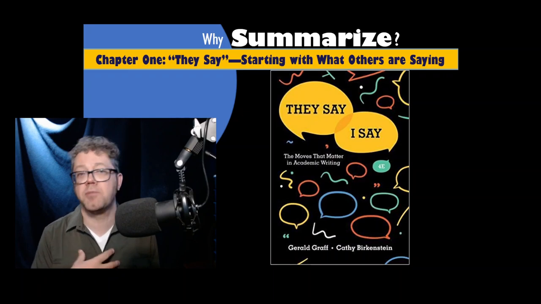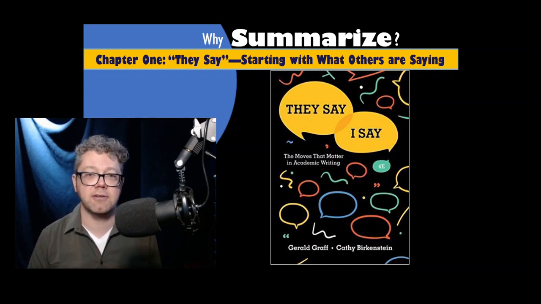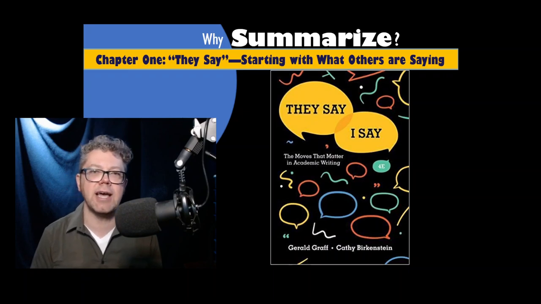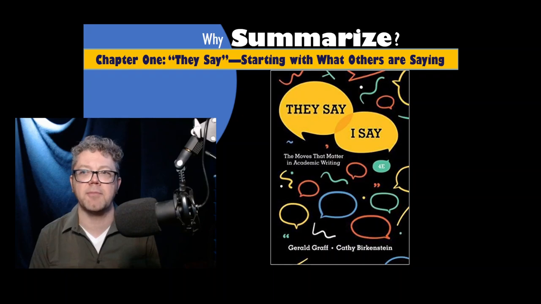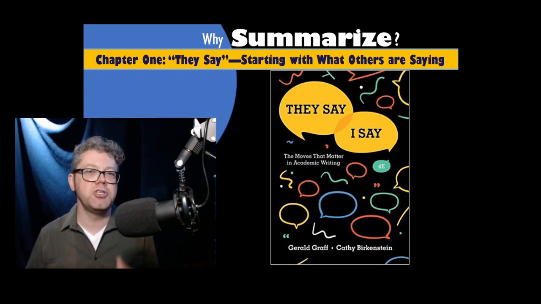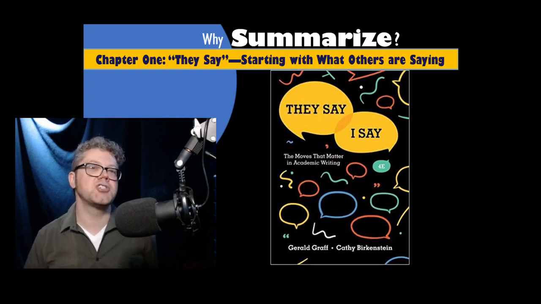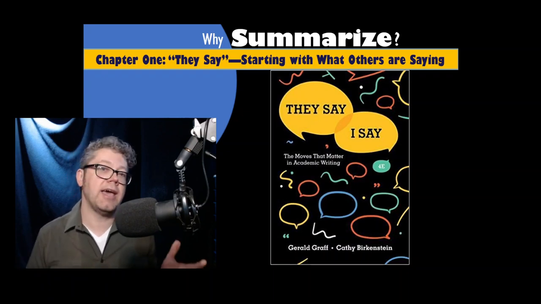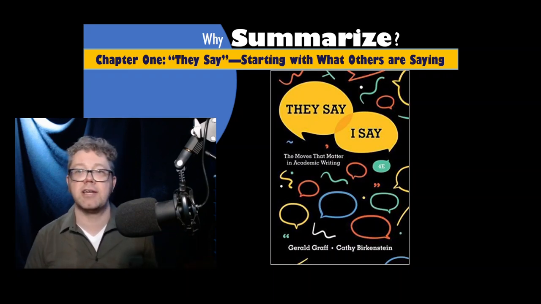I had had to write a précis in high school. A précis is a sort of standalone summary, which is the assignment that we're talking about today, which is distinct from the sort of summary that Graff and Birkenstein are talking about in our textbook, They Say, I Say. That's when you use summary inside a larger argument. But I just assumed that my students knew, and their feedback inspired the lecture that you're seeing today.